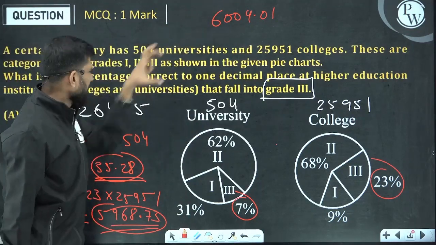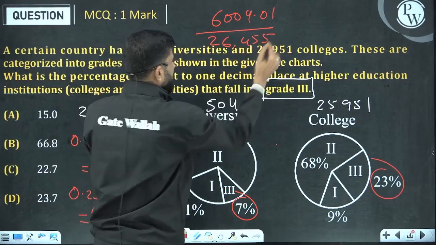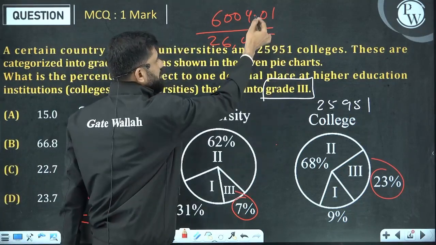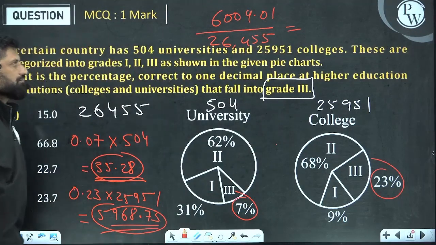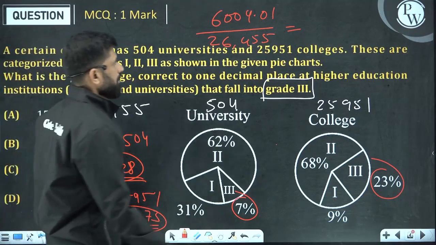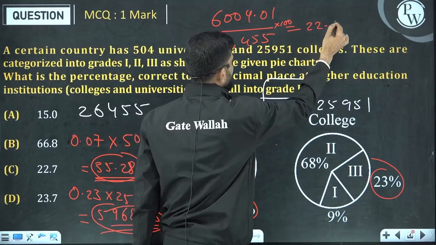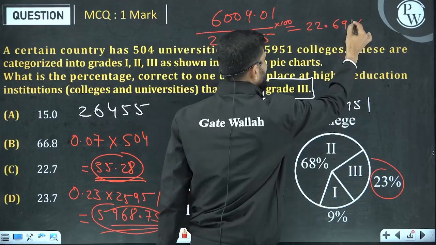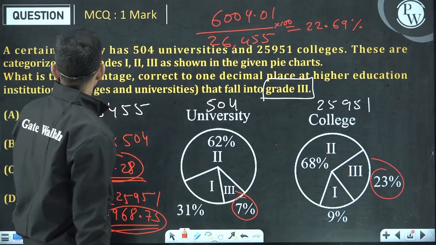So out of the total institutions, that is 26,455, how much percentage is this? To find the percentage, you will multiply by 100. Obviously this decimal will go. So how much is this value coming? Just calculate and tell me. This value will be coming somewhere around 22, and if you multiply by 100, it will be 22.69 something. So 22.69%.